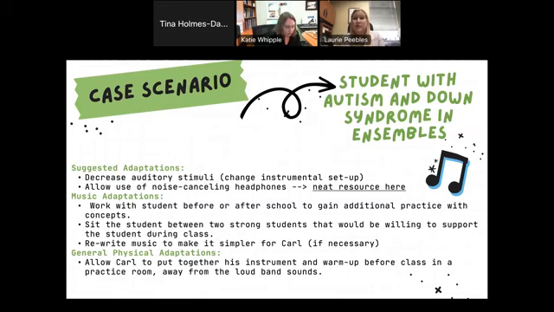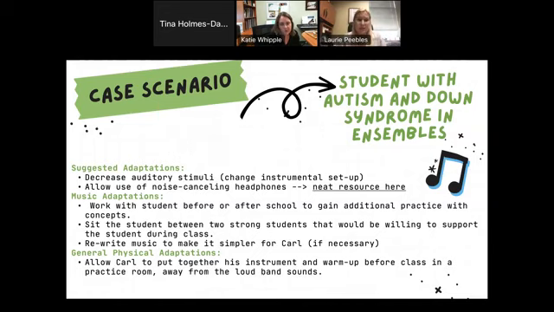And we did suggest this for this student, and he was very successful. He even went on to do marching band in high school. But it really helped once we got those noise canceling headphones, so that he could still hear, he could still be involved, but it was less overwhelming and overstimulating for him when he wore those headphones.